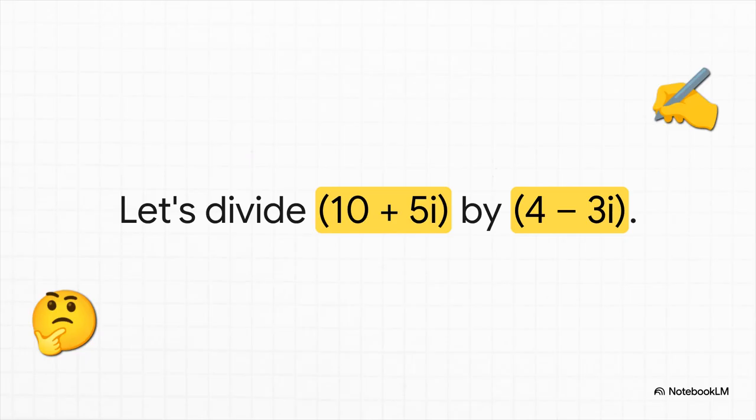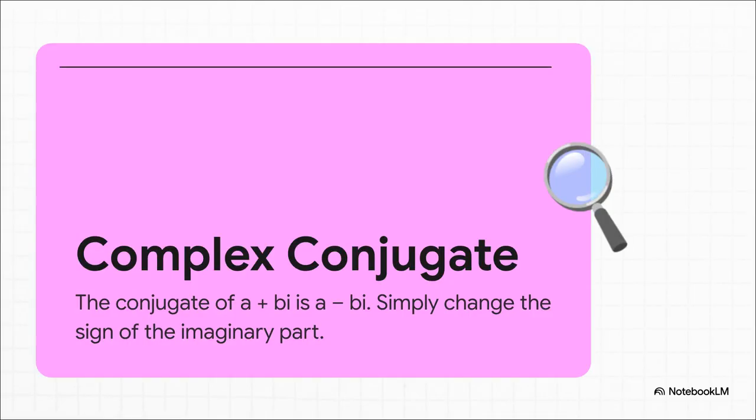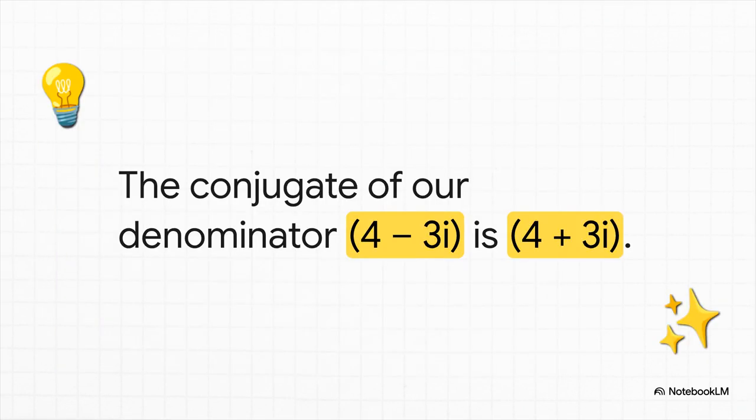Okay, enough with the theory. Let's make this real. Let's get our hands dirty with an actual example. We're going to try to divide 10 plus 5i by 4 minus 3i. So, what exactly is this magic ingredient, this complex conjugate? Honestly, it's shockingly simple. All you do is take a complex number and you flip the sign on the imaginary part. That's literally it. So the conjugate of a plus bi becomes a minus bi. So for our problem, right, the denominator is 4 minus 3i. To get the conjugate, we just flip that minus sign on the imaginary part to a plus, and boom, we get 4 plus 3i. See?